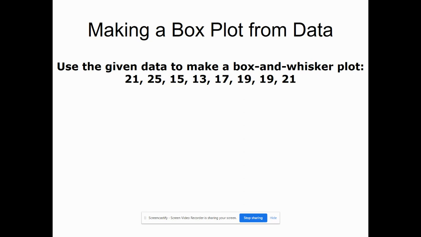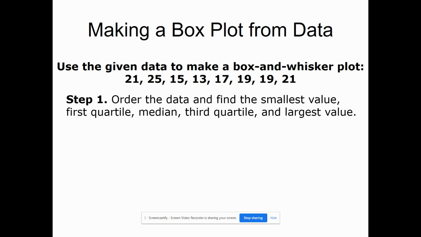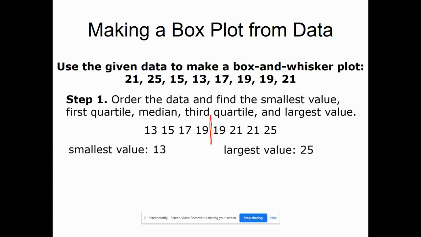So let's talk about how to make it. If I have this data, I'm going to find my quartiles and my maximum and my minimum. So the first thing I need to do is step 1, order the data. Find the smallest value, first quartile, median, third quartile, largest value. So here's my data. Notice there is no middle number, okay? So I'm going to have to add 19 and 19, divide by 2 to get my median. My smallest value is 13. My largest value is 25.